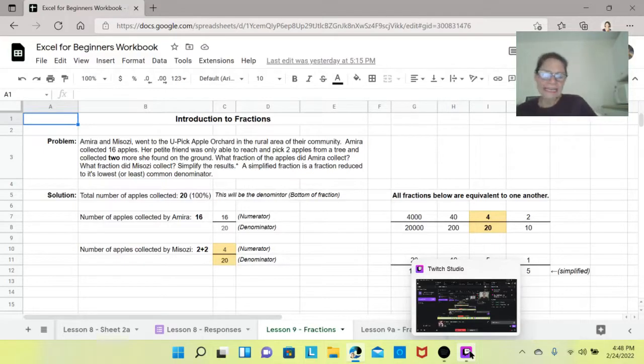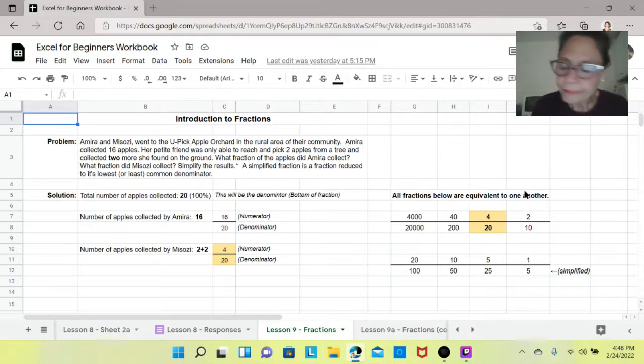Interested in the fractions. Now, this is theoretically a class in Excel, but now I'm starting to add fractions and how you can do them in Excel, learn them in Excel. You can do them on paper.